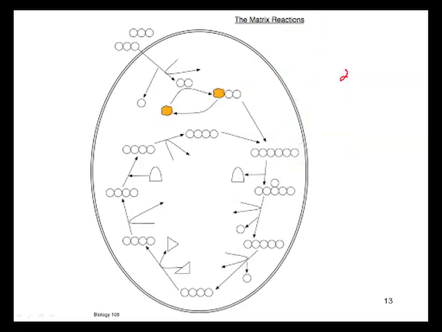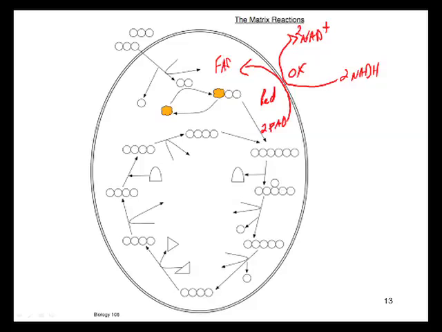So again, we have the 2 NADH from glycolysis. And in some cells, instead of handing them off to NAD, they hand the electrons off to FAD instead of NAD. So now in this case, FAD is reduced to FADH2.